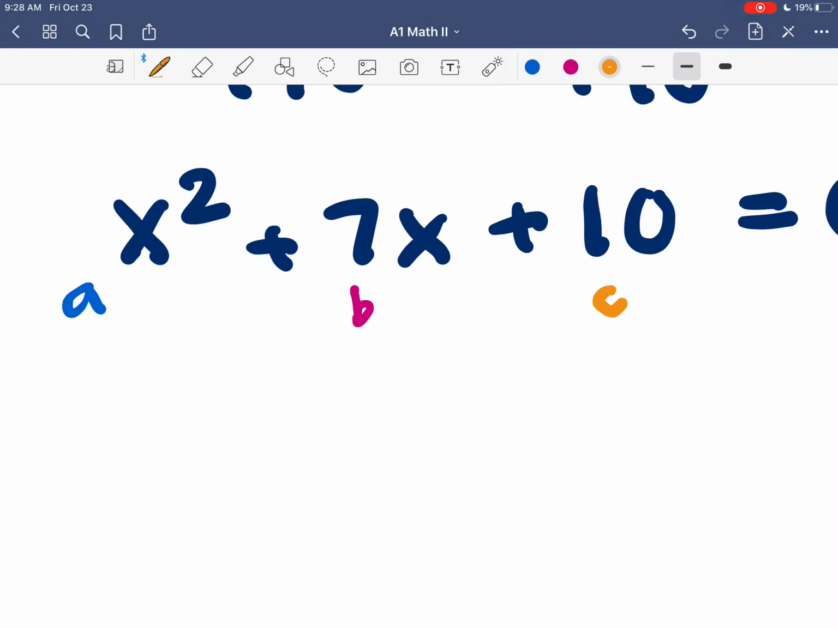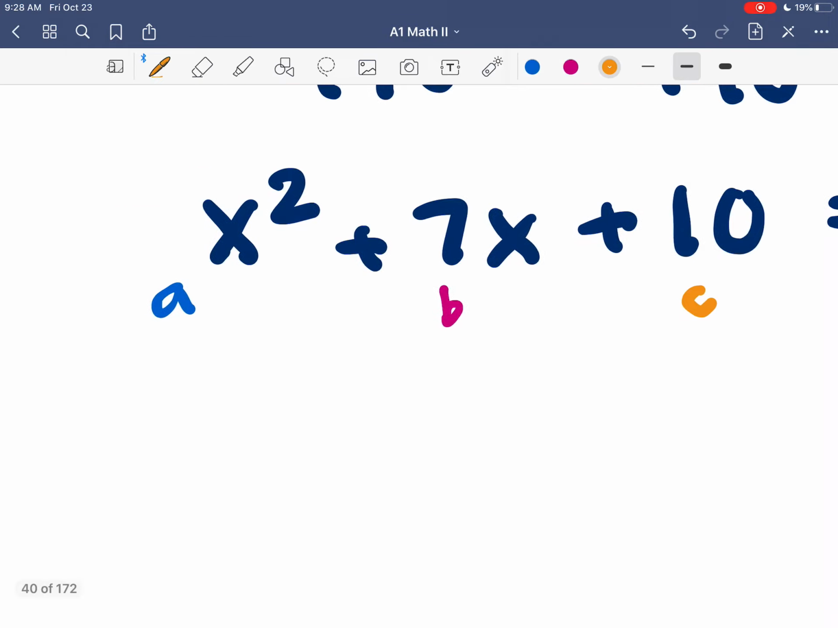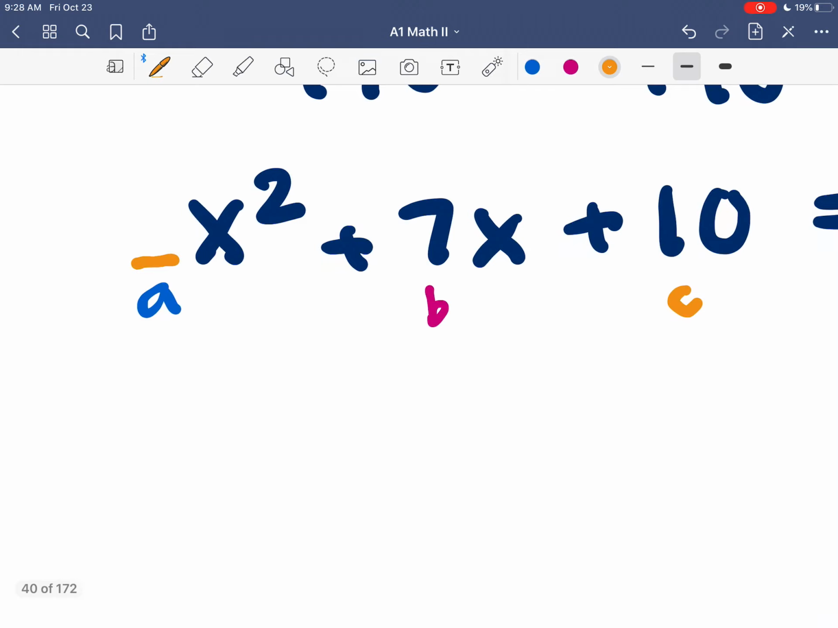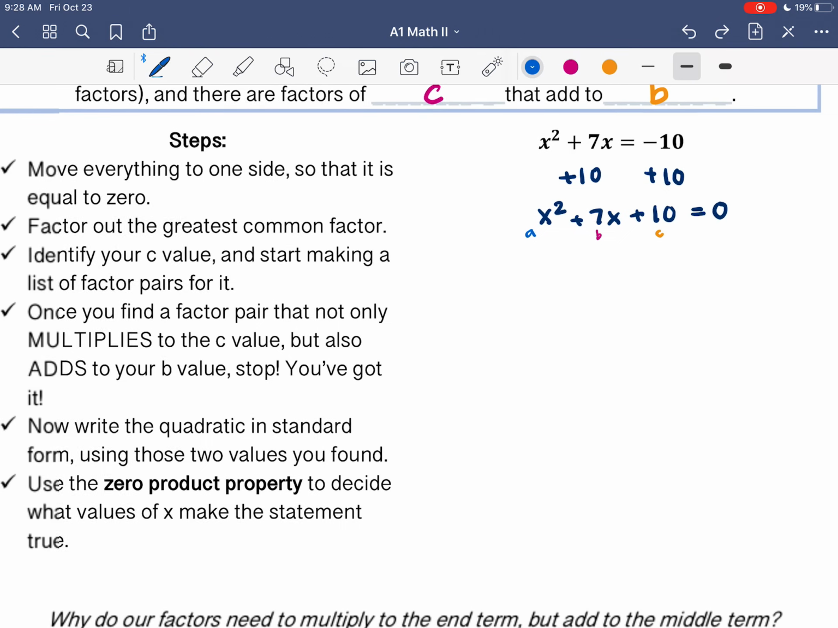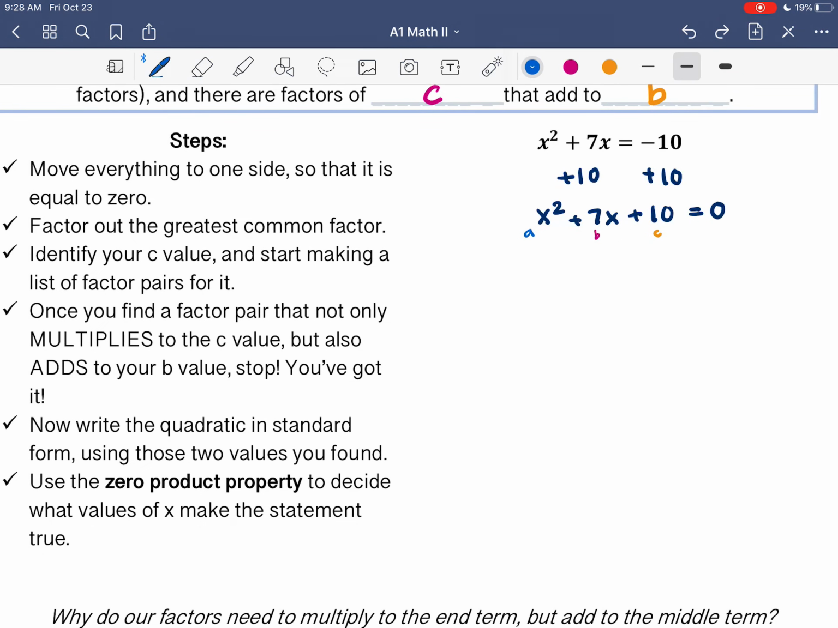So our greatest common factor here is 1, which means we won't even need to do that step. Usually when you need to do that step, it's because you have an a term, and we have an a term of 1, so we don't need that. So we're skipping that step. Rather, we can't do that step. So identify your C value and start making a list of factor pairs for it.